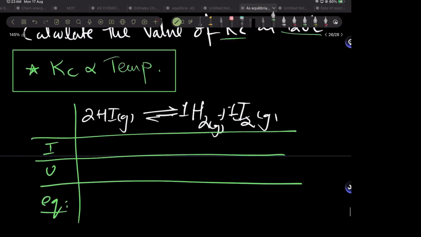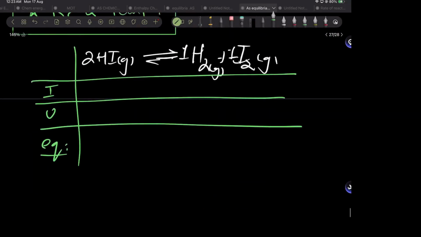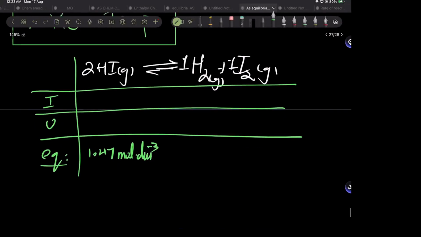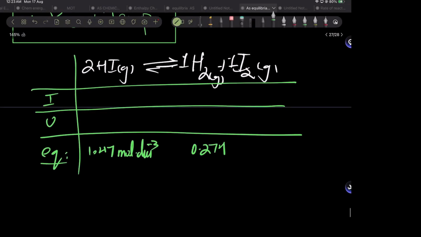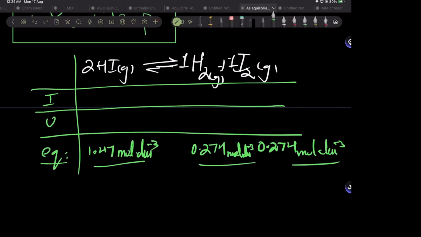So for HI, what are the equilibrium moles that I have? 1.47 mole per dm cube. And what are the moles of H2 and I2? 0.274 at equilibrium in the equilibrium mixture, 0.274 again, mole per dm cube and mole per dm cube. So now can I just insert them directly? Do I need to do any other calculations? My main objective even in the previous questions was to find the equilibrium moles of each of the species over here. So now I have all of them. They've been directly given to me in the question.